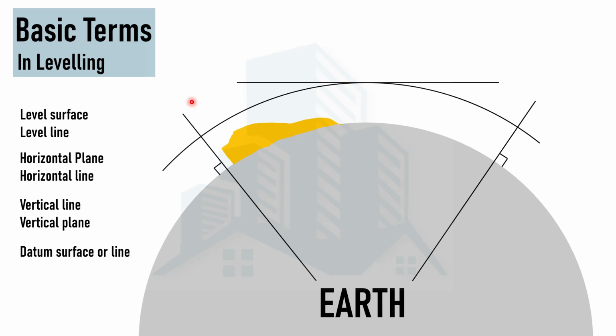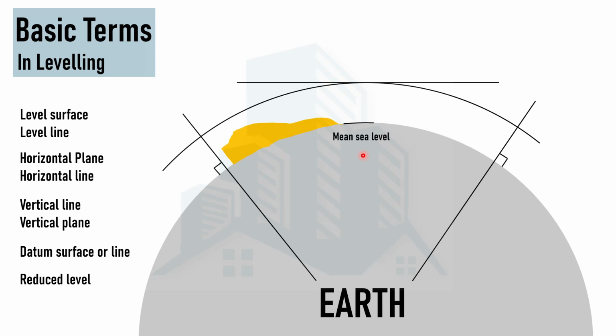Now what is a datum surface or line? A datum surface is a surface from where we measure the elevation. As I told you before, that is actually the mean sea level. So this is the point where we start measuring the elevation. Reduced level, this is the term which will often be used when we do some examples related to leveling.